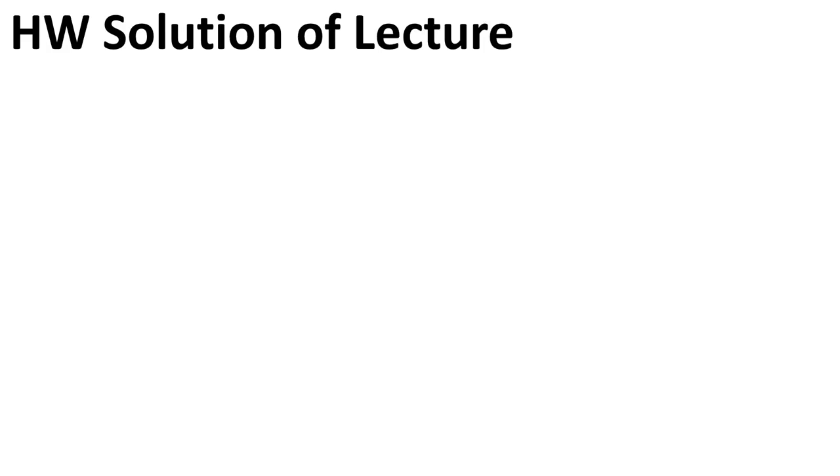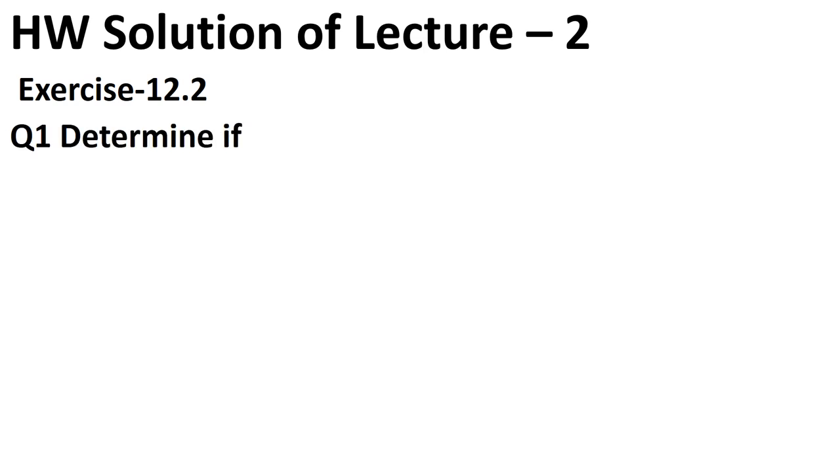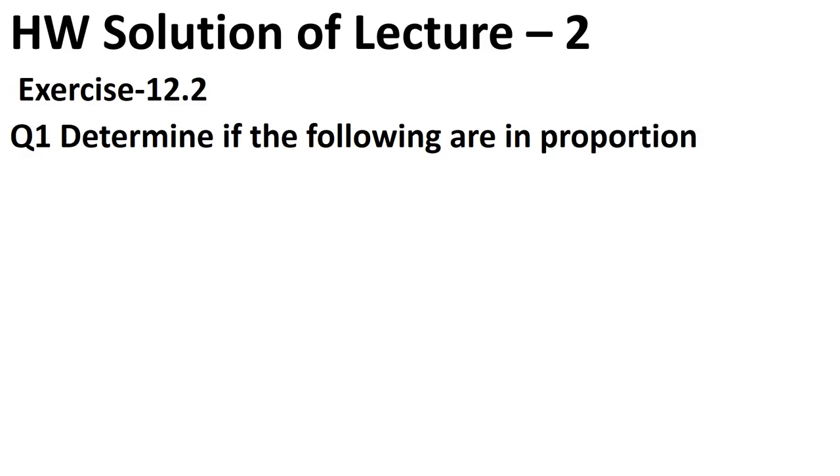Now see the homework solution of lecture number 2. In this I have given you exercise 12.2. In this there are questions of proportions. First is: determine if the following are in proportion. I have given you, I think, B and C parts. 33, 121, 9 and 96. You have to check whether these are in proportion or not.